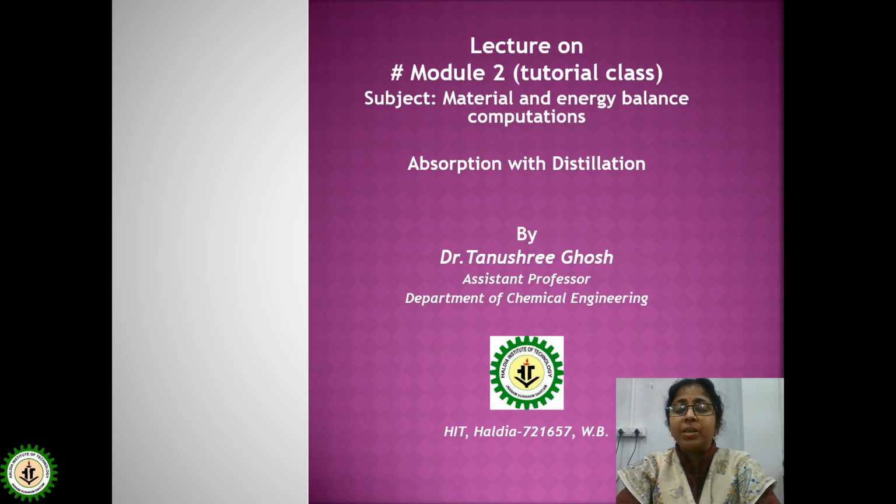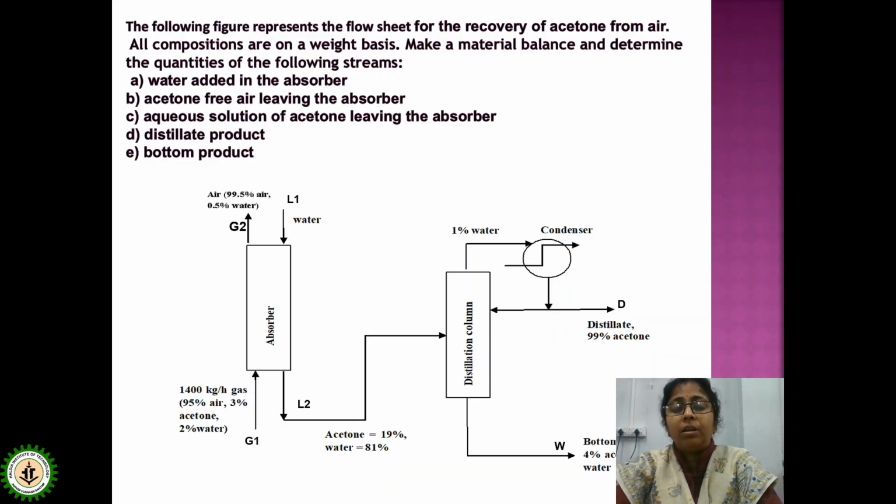Today my topic is basic problem solving on combined processing unit of absorption and distillation processes. This is a flow sheet of the given problem, where it is stated as follows: the following figure represents the flow sheet for the recovery of acetone from air, and all the compositions are given on weight basis. We have to make a material balance and determine the quantities of the following streams.